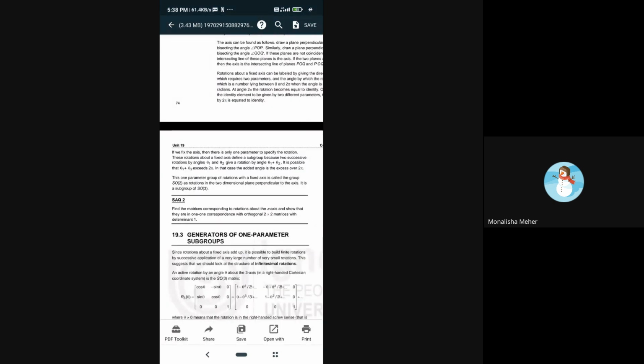If we fix the axis, then there is only one parameter to specify the rotation. These rotations about a fixed axis define a subgroup, because two successive rotations by angles theta 1 and theta 2 give a rotation by angle theta 1 plus theta 2. It is possible that theta 1 plus theta 2 exceeds 2 pi. In that case, the added angle is the excess over 2 pi.